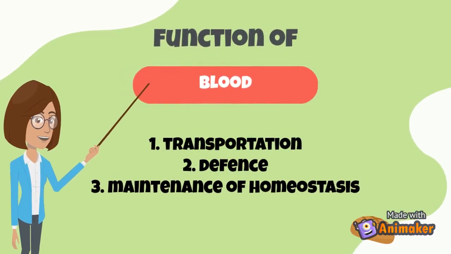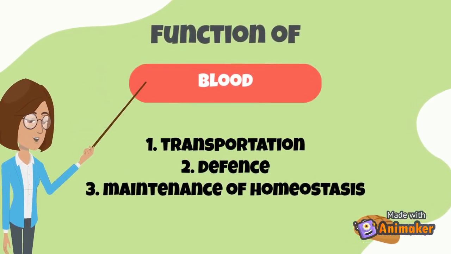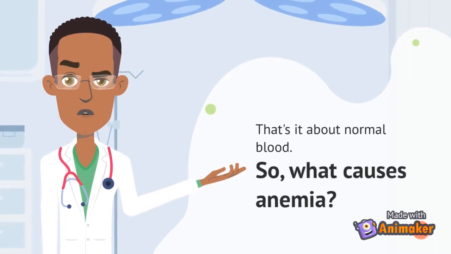Next, we move to the function of blood. The blood delivers oxygen and nutrients to, and removes wastes from, the body cells. The specific functions of blood also include defense, distribution of heat, and maintenance of homeostasis. That's it about normal blood.